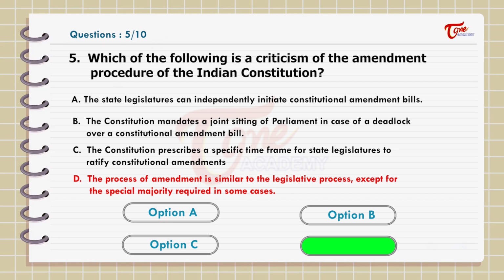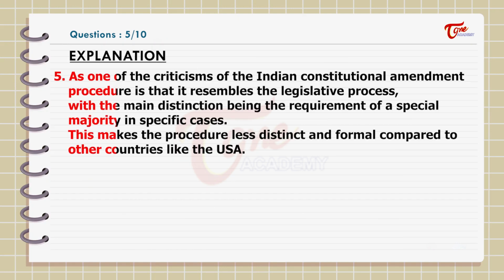Option D. As one of the criticisms of the Indian constitutional amendment procedure is that it resembles the legislative process, with the main distinction being the requirement of a special majority in specific cases. This makes the procedure less distinct and formal compared to other countries like the USA.